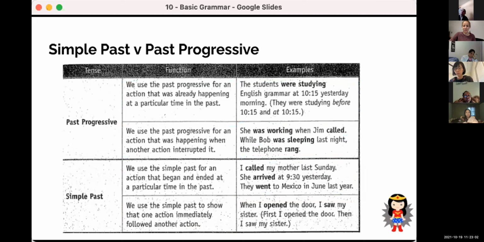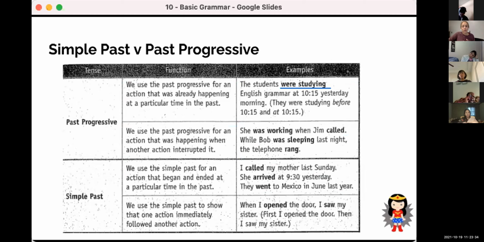The first one, the students were studying. Why can we also use the students studied? Because I had 10:15 yesterday. If we change this to the simple past, it means that that action happened and it finished. Using the past progressive, we know that it was an ongoing situation. So we have more information about the situation.